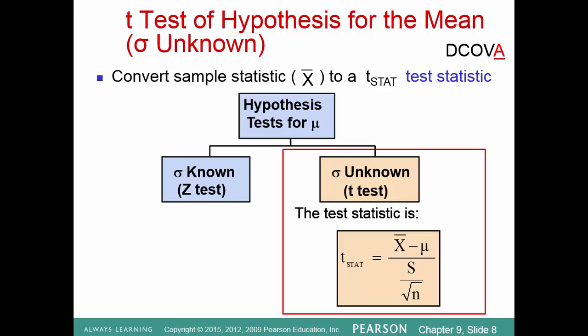So now we've talked about two kinds of hypothesis tests for the population mean. If we know the population standard deviation, we do a z-test. If we don't know the population standard deviation, we have to do a t-test. And the test statistic is now the sample mean minus the hypothesized population mean, divided by the sample standard deviation divided by the square root of the sample size.